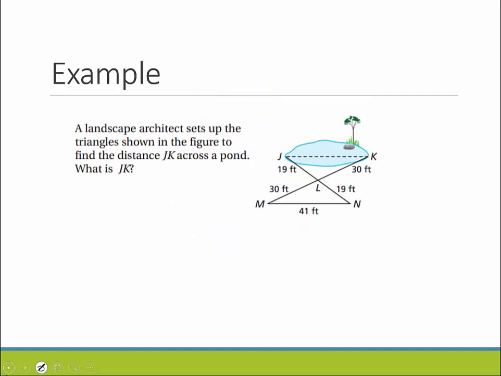A landscape architect sets up the triangles as shown in the figure to find the distance JK across a pond. What is JK? We can see from this that M to L is 30 feet and L to K is 30 feet, and that J to L and L to N are both 19. And then we know by vertical angles that JLK and MLN have to be congruent.